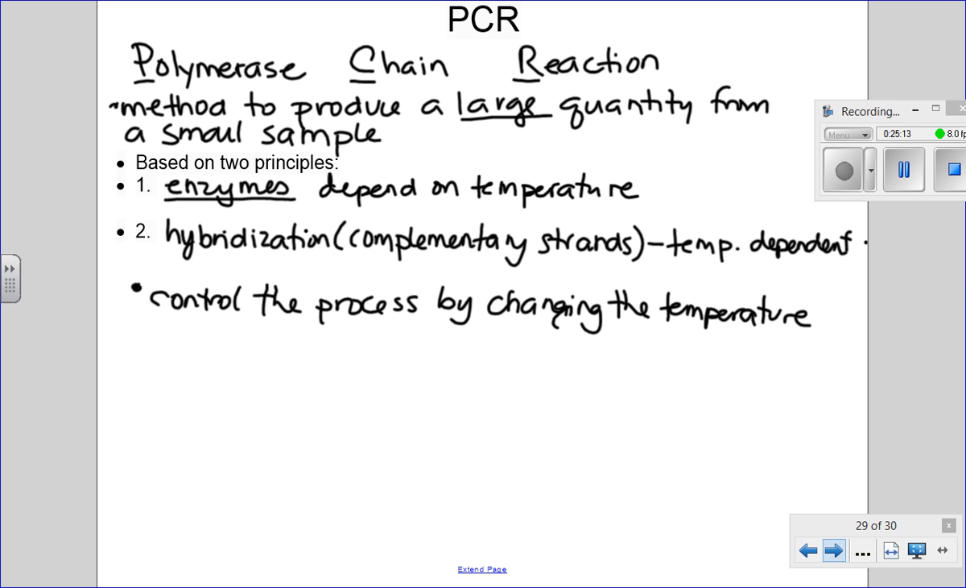Now, does anyone have any questions that they would like to ask about technology, restriction enzymes, or what we can do with the fragments of DNA that we get from them? Gel electrophoresis or polymerase chain reaction?